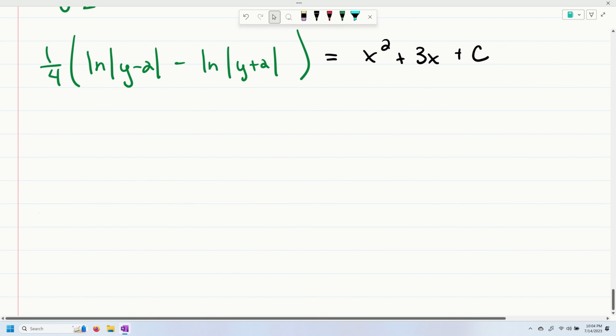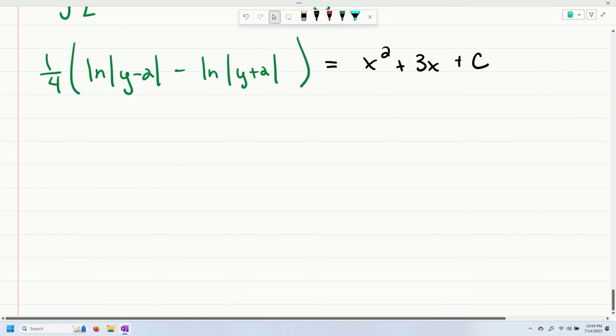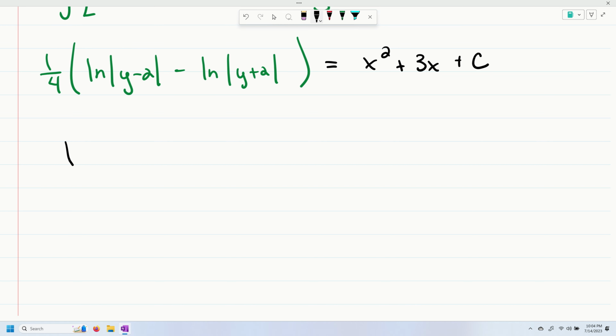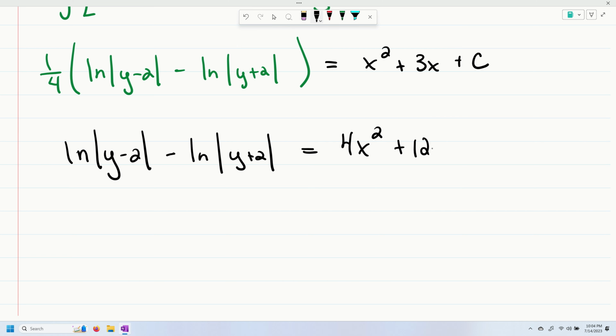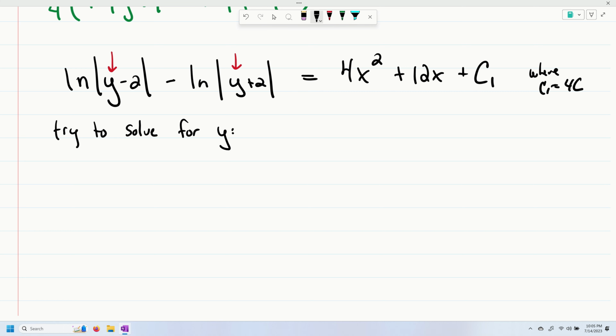From here, I'm going to multiply everything by 4. Hence why I started writing 4x squared about a second ago. So multiplying everything by 4 gives me the natural log of y minus 2 minus the natural log of y plus 2 equals 4x squared plus 12x plus, we're going to call it C1, where C1 equals 4c, and try to solve for this y. We're going to have to use our properties for logs, and when you have a minus sign and you have the same logarithmic function out front.